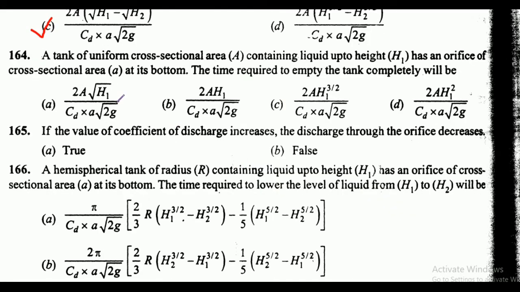Next is a tank of uniform cross-sectional area A containing liquid up to H1 has an orifice of cross-sectional area a at its bottom. The time required to empty the tank completely will be. Here friends, these are the options where option A is the correct answer, that is 2A into under root of H1 upon CD into a under root of 2g.